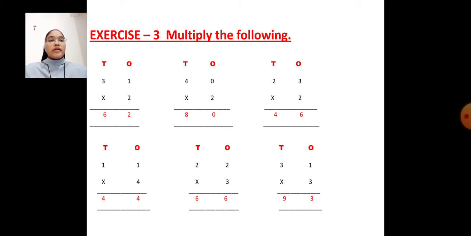Next 31 into 3. 3's table first we have to say one time. 3 ones are 3. And you have to write in ones place answer 3. Then we have to multiply tens digit number. 3's table we have to say how many times? 3 times. 3 3's are 9. So in tens place you have to write answer 9. 31 into 3. Your answer will be 93.